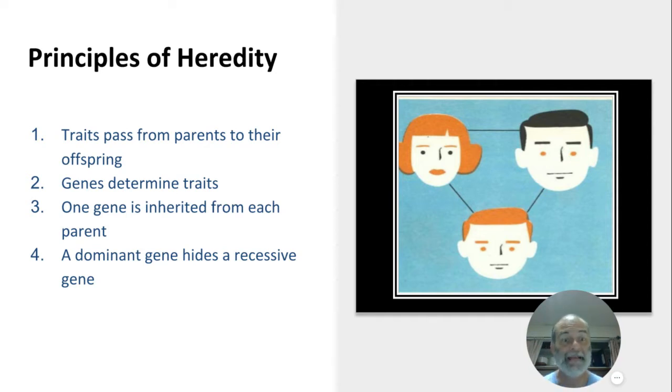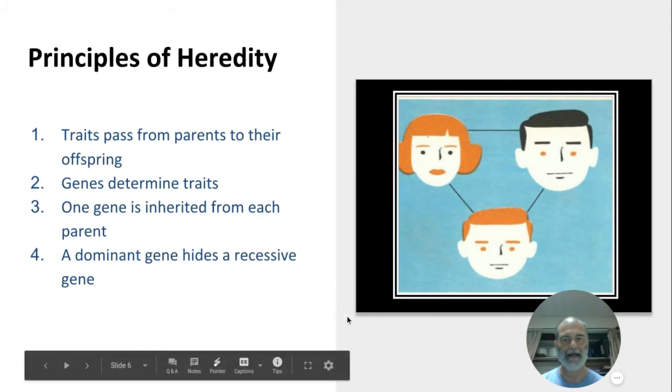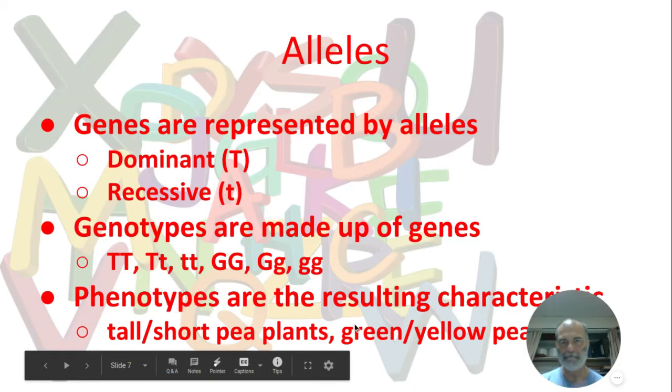And they hide the weak ones. So if there is a tall gene, it doesn't matter if there's a weak gene. The plant is going to be tall. It would take 2 short genes for a short plant to appear. So that's what it says here. A dominant gene hides a recessive gene.